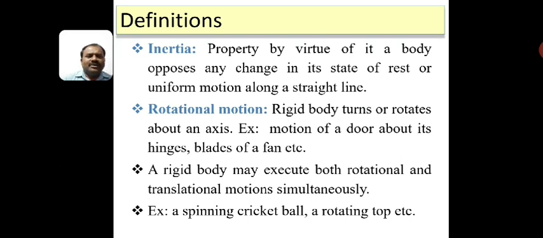A rigid body may execute both rotational and translational motions simultaneously. For example, a spinning cricket ball. When a bowler bowls a cricket ball, it undergoes translational as well as rotational motion simultaneously. Similarly, in a moving car, if you observe a wheel, that wheel undergoes simultaneous rotational as well as translational motion.